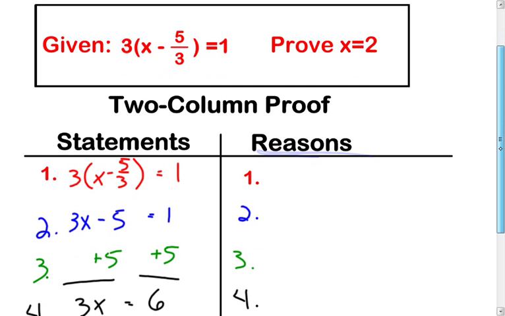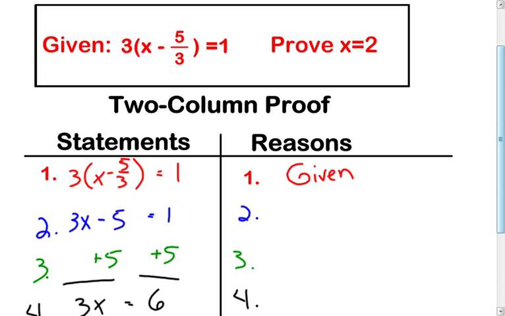So my first one, I come in here and I wrote down the exact same thing that was given. So my reason for that is nothing more than given. That's the given information. The problem stated it, so we can just say that it was given. That's how we know that it must be true. Now we go on here to step 2.